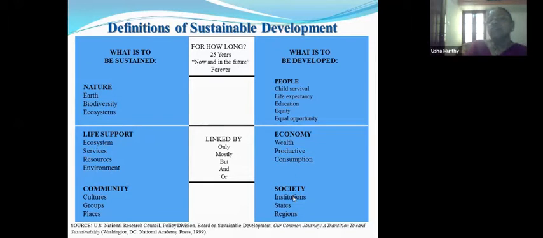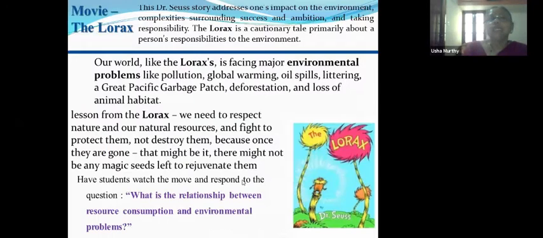And society, the various institutions, the different stages, and the regions, different areas. So what is to be sustained, what is to be developed? Again, for how long should this go on? One day, two days, 10 years, 25 years? It's not that. It is forever. That means a balance should be there between what is to be sustained and what is to be developed. So it's an everlasting process actually. So this should be there.